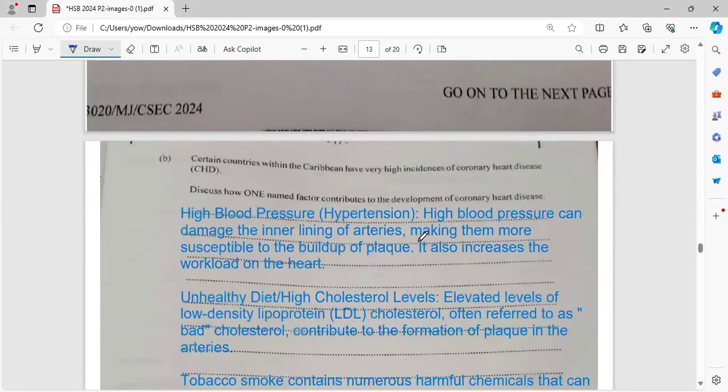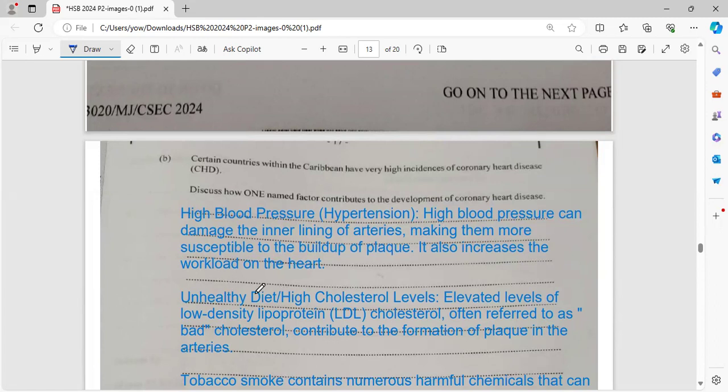So certain countries in the Caribbean have a very high incidence of coronary heart disease. Discuss one named factor that contributes to the development of coronary heart disease. All right, so one, hypertension, very common. Hypertension, high blood pressure, can damage the inner lining of the arteries, making them more susceptible to the buildup of plaque. It also increases the workload of the heart. So if you said something anywhere along that line, you will be fine.